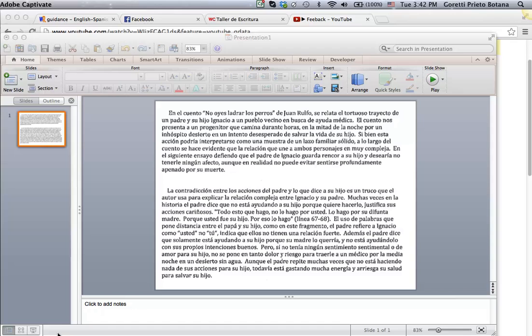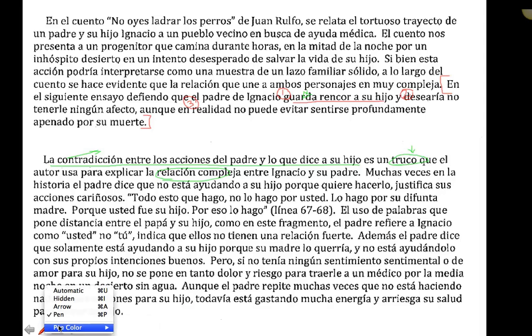Now you do have somewhat of the structure that I just referred to, so you do provide a claim and then you try to support it, okay? But then you have in the same paragraph one claim and then you have another claim, your first claim being that the difference between what he says and what he does is a trick by the author in order to illustrate a certain type of relationship. That's your first claim. Then you try to back it up.